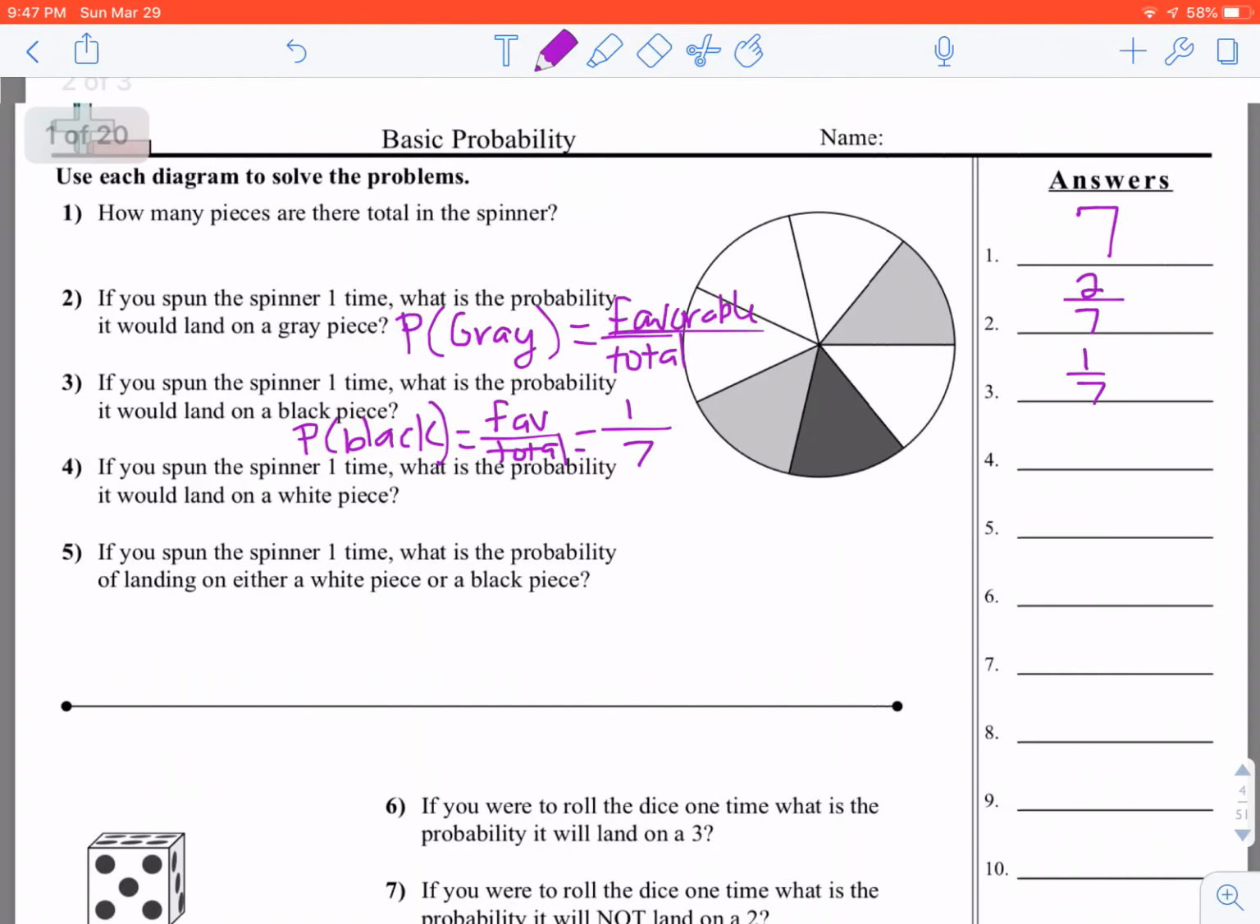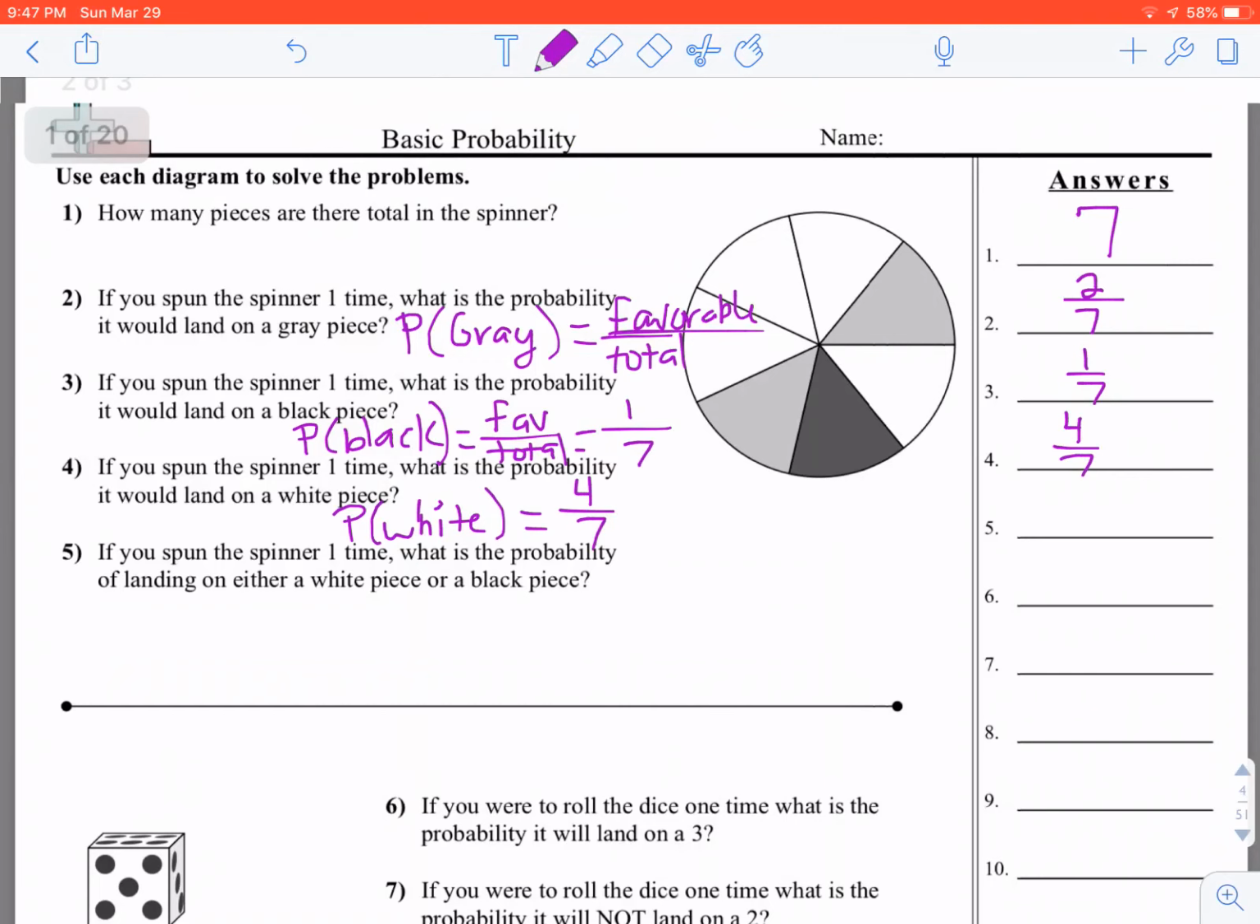Okay, number 4. What is the probability that the spinner is going to land on a white piece? So we are finding probability of white. If we count up our spinner, 1, 2, 3, 4. There are 4 white pieces. There are a total of 7 on the spinner. So our solution for 4 is 4 over 7.